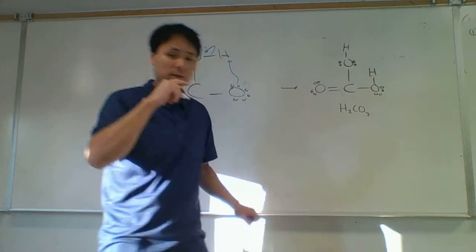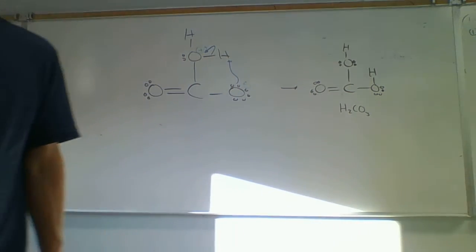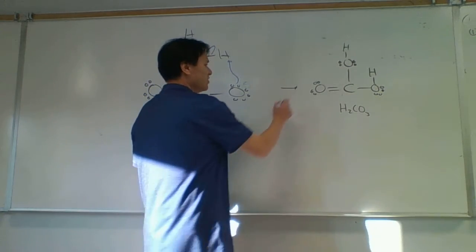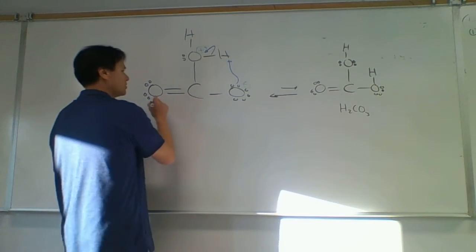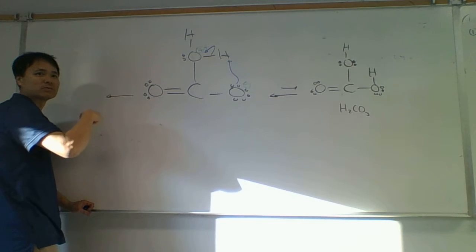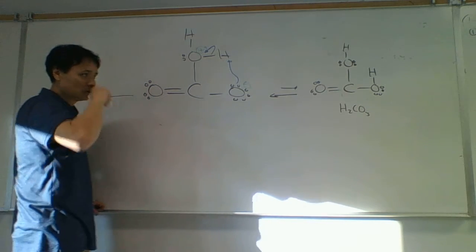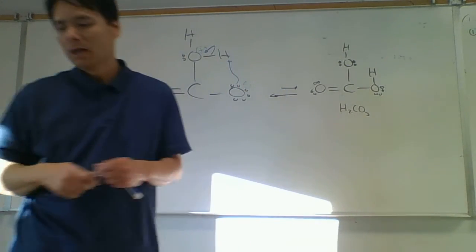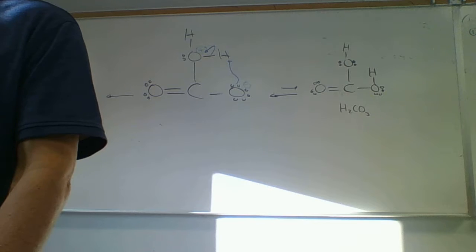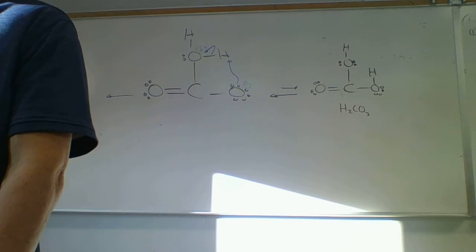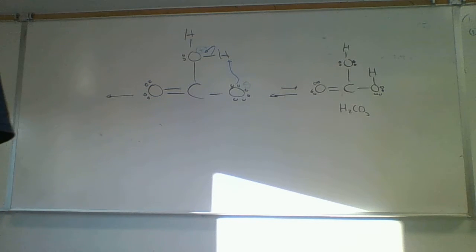H2CO3 is known as carbonic acid. Is carbonic acid stable? No, so it turns out that the reverse is favorable. Not the forward, the reverse is more favorable. And so CO2 in water is more stable than carbonic acid. But that's not to say that a little bit of carbonic acid can't form. A little bit of carbonic acid does indeed form.